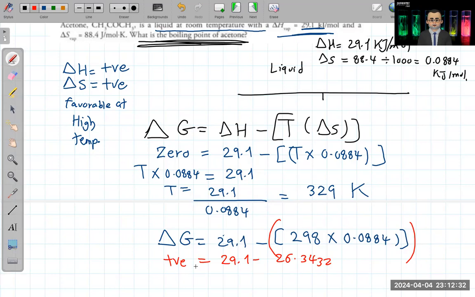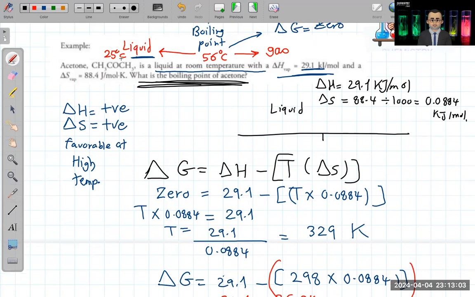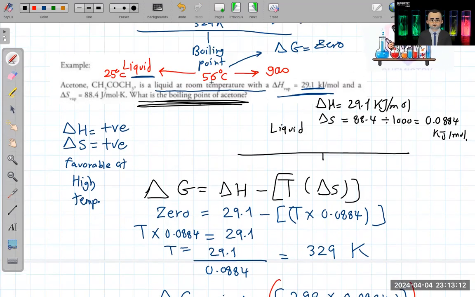29.1 minus 26.3432, so I got 2.7568. Is it a positive value or a negative value? Positive. Positive value means the reaction is unfavored. So this proves that we are correct. Anything which is less than 56 is unfavored. It will be only favored at high temperature, higher than 56.